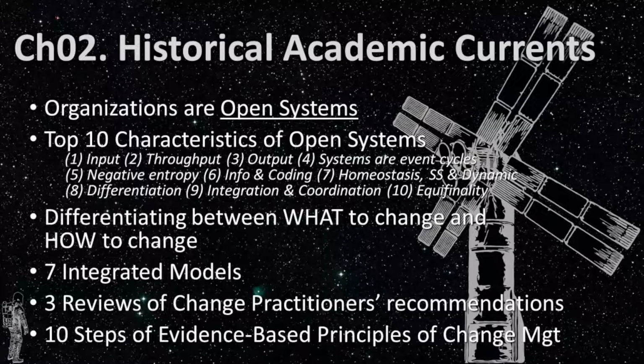This chapter identifies and describes 7 integrated models of organizational change, and then discusses 3 different reviews of practitioners' recommendations. After all that, this chapter identifies a 10-step process of evidence-based principles for change management.